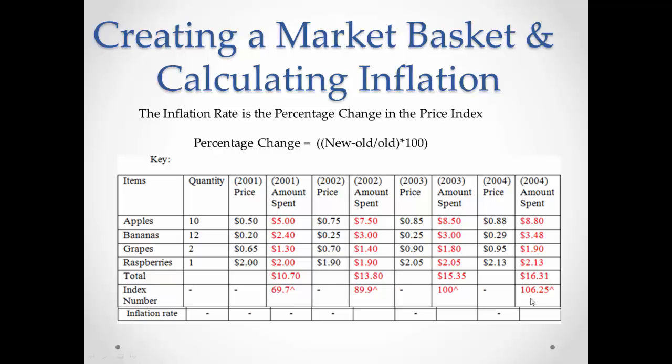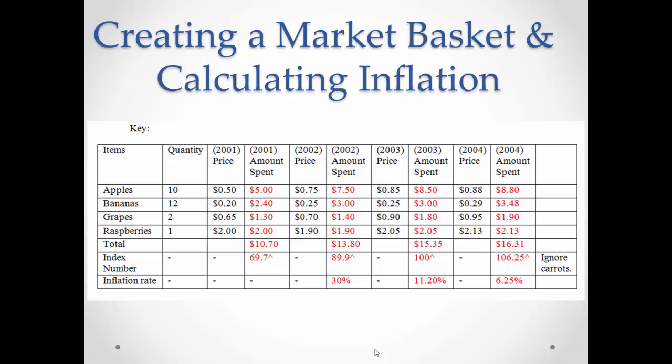So to calculate our inflation rate, we're going to apply our percentage change formula to our index number. So inflation is from one year to the next. When we calculate inflation for 2002, we're going to use our old index number from 2001 and our new index number for 2002 and plug those numbers into our percentage change formula to calculate our inflation rate. Now that we've plugged those numbers in, we see that from 2001 to 2002, we had a 30% inflation. From 02 to 03, we had 11% inflation. From 03 to 04, we had 6% inflation.